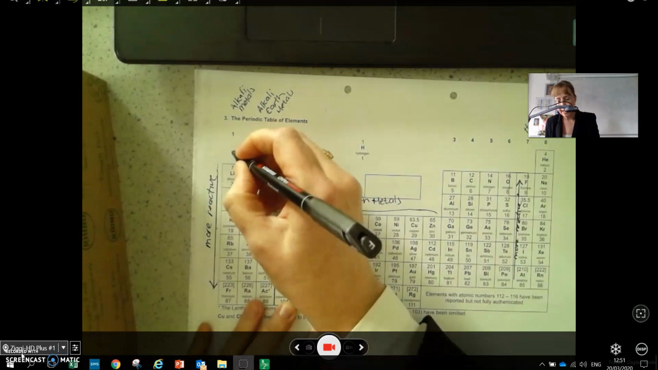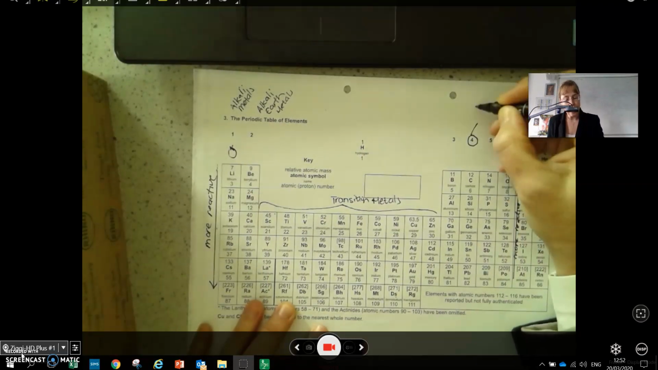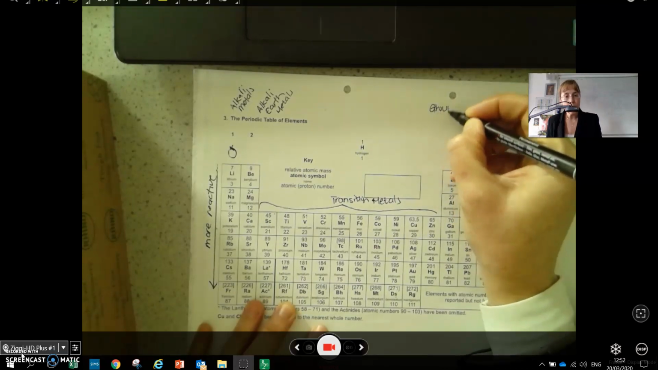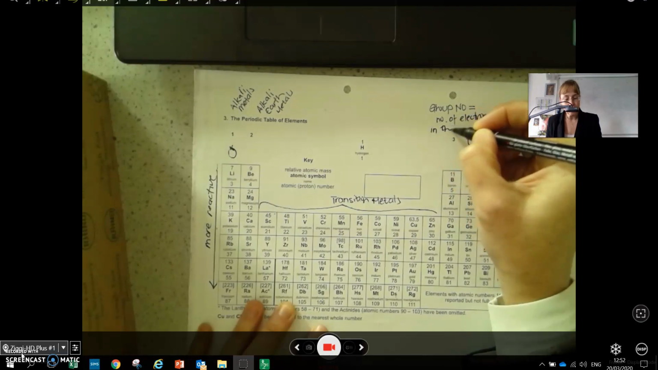The other bit of useful information: group 1 elements, because they're in group 1, are going to have 1 electron in the outer shell. Group 2 are going to have 2 electrons in the outer shell. Group 5 is going to have 5 electrons in its outer shell, and group 4 is going to have 4 electrons in its outer shell. So the group number always tells me the number of electrons in the outer shell. So when I draw the halogens, I expect to find 7 electrons in the outer shell. A nice way to check that you are on the right track in your work.